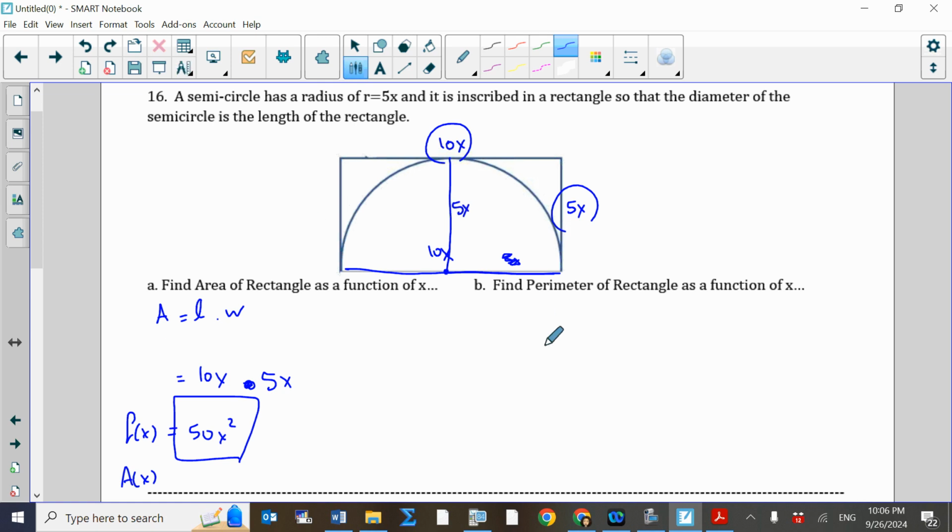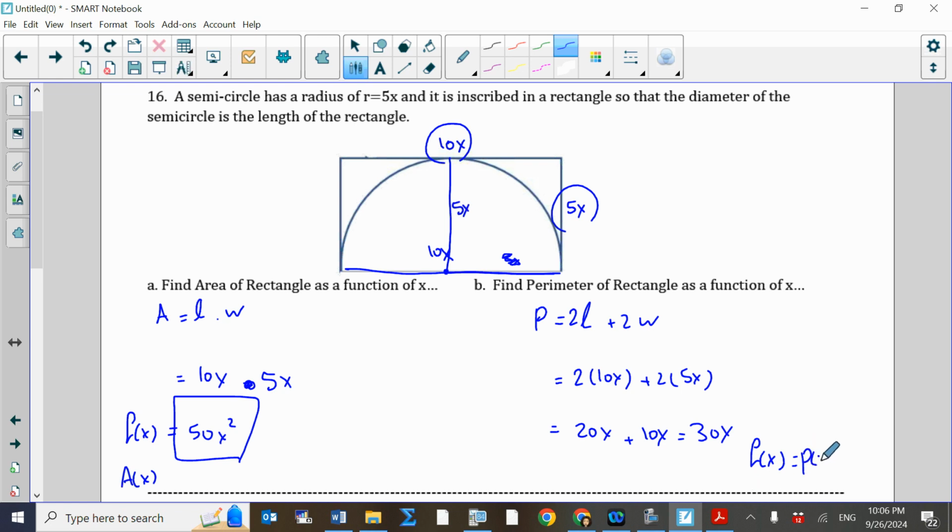Then we need to find the perimeter. We know that perimeter is 2 times length plus 2 times width. So 2 times 10x plus 2 times the width, which is 5x. 2 times 10 is 20x. 2 times 5 is 10x. 20x plus 10x is 30x. So the function for the perimeter, or you can call that P of x, is equal to 30x.